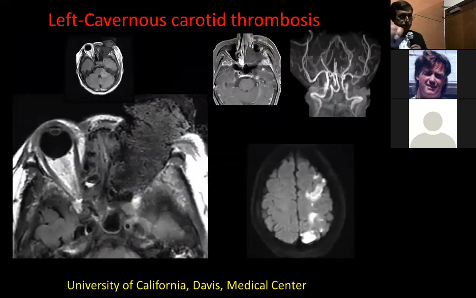This is a very nice paper from the University of California, Davis Medical Center, with cavernous sinus thrombophlebitis secondary to fungal infection. Look at this carotid artery, thrombosed, compare it with this one. And because it is affected on the left side, there is ischemia.